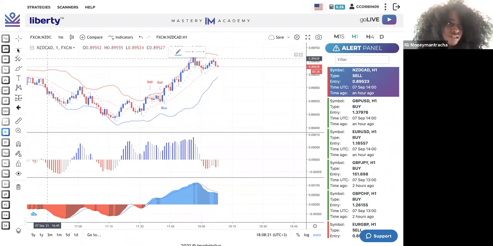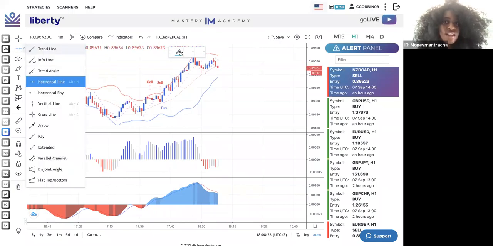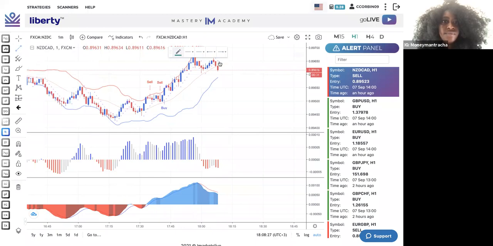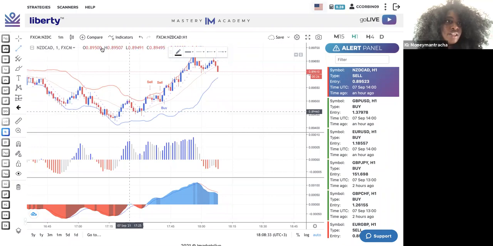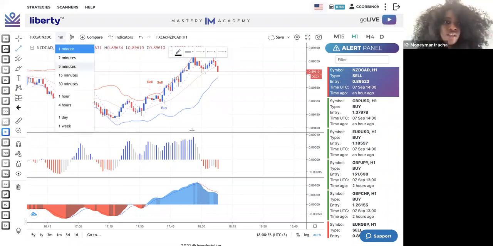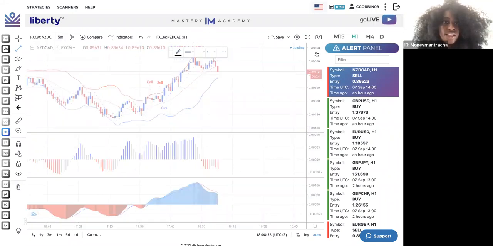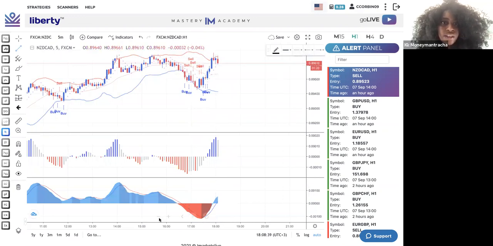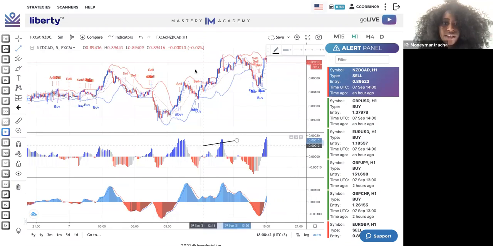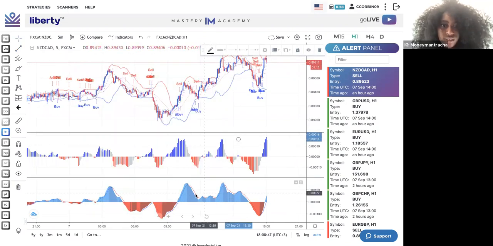Now, if I wanted to use my trend line, of course, I would click on my trend line. I would select trend line. I would change it, right? And then I would do this. Let's just say, well, no, let's do 5 minutes. So let's just say, what do we see is happening here? So it still looks like an uptrend to me.